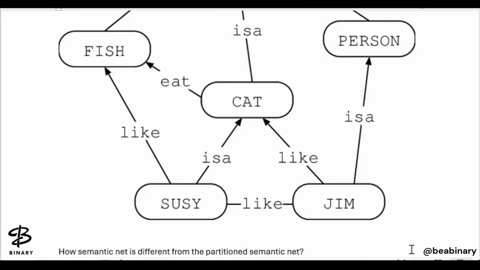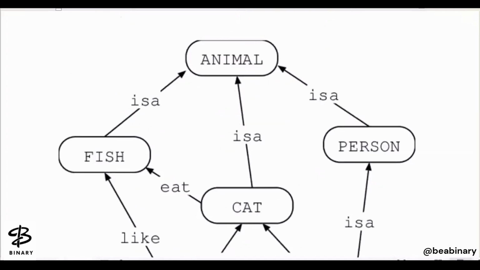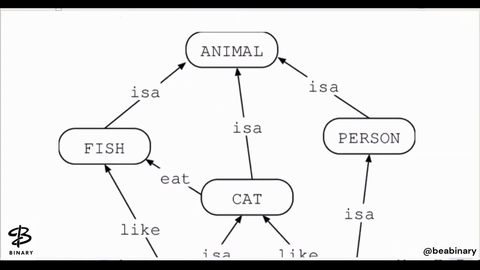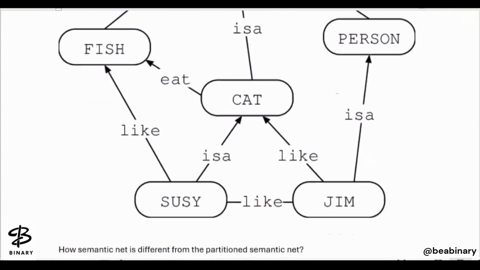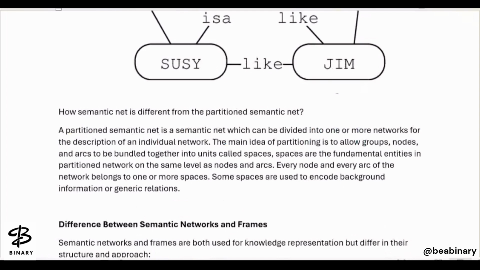So here we can see a diagram representing a semantic network. You can see the relationship between the various concepts here, right? The superclass and subclass relationship is also here. The "is a kind of" relationship is also here, and the "which belongs to" relationship is also here. Now, how is the semantic network different from the partition semantic network?